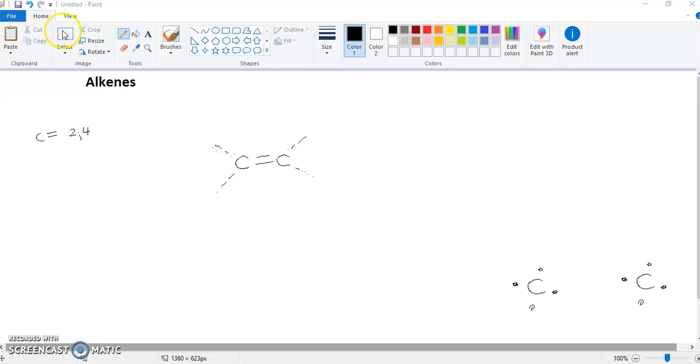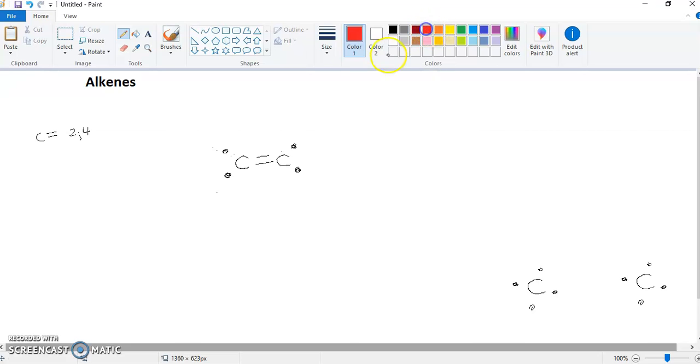And it might actually be easier if I remove those and just show them as the dots. That might actually be a bit easier. So we've got, let's just do that. Let's have a dot here, a dot here, a dot here, and a dot here. Now before we do anything else, let's have a look at the electron count for each of the carbons. This carbon has 1, 2, 3, 4, 5, 6 electrons around it, and this carbon here has 1, 2, 3, 4, 5, 6 around it. So it's going to want to bond with other things.